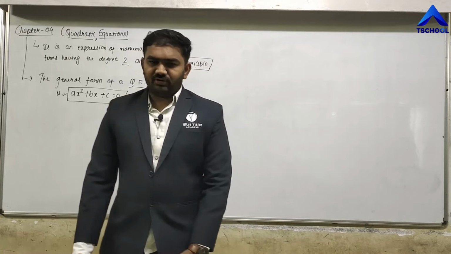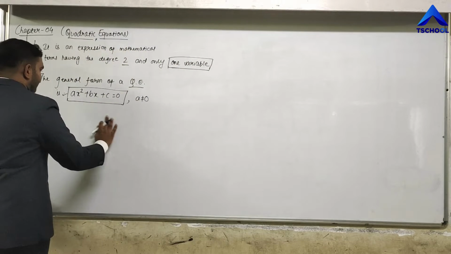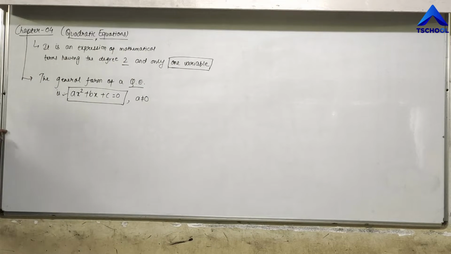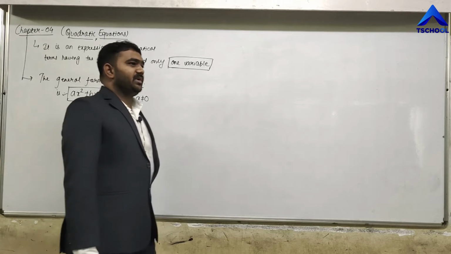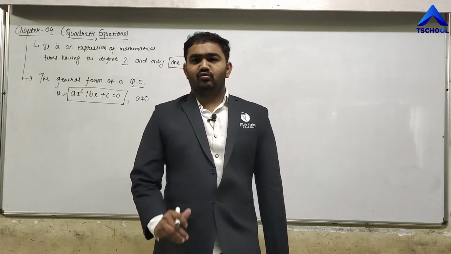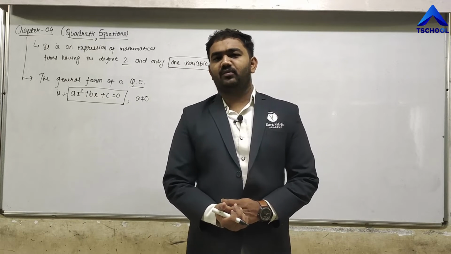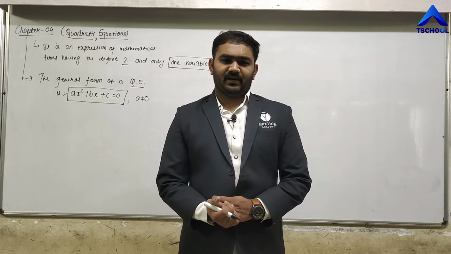So friends, note that a quadratic equation has a general form ax square plus bx plus c is equal to 0, where a is not equal to 0. Now, after seeing the general form, the introduction about the quadratic equation, we might now come to the topic where you learn how to form a quadratic equation, right?